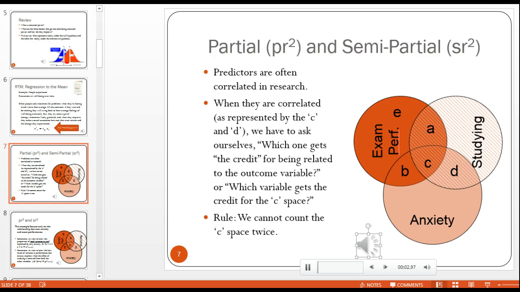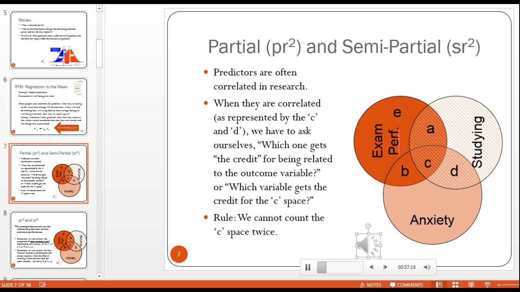I'm going to use the example here that's given in Field on page 281, and it's a study in which we're trying to predict exam performance by using both the extent of the studying that was done for the exam and also exam anxiety. And so we should take note here of the different segments of this Venn diagram. The A and the B portions are the unique variance attributable to studying and anxiety, respectively.